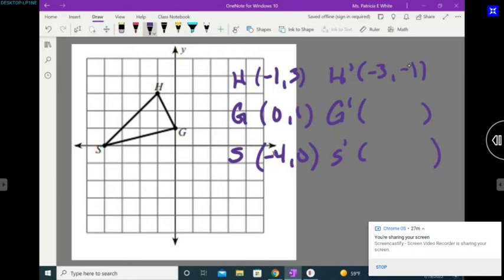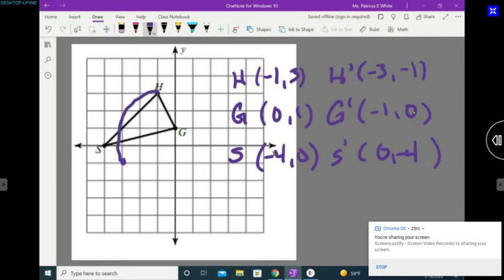Okay. G, 0, 1. And S, negative 4, 0? 0, 4, 4. What? Nope. Miss Grant wrote that wrong. Negative 1, negative 3. Right 3, down 1. Did H rotate 90 degrees?